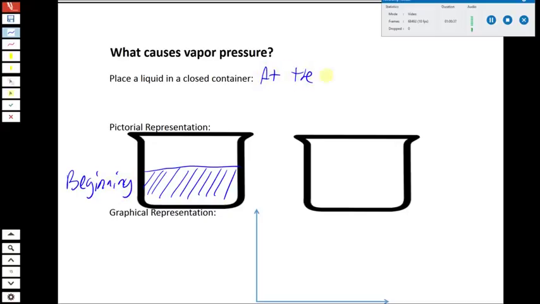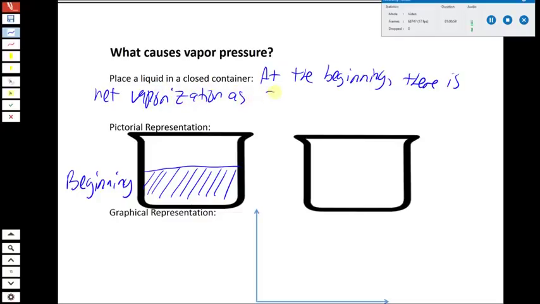So at the beginning of this, when we first place the liquid into the container, there is net vaporization as surface molecules escape. All right, so initially when we put a liquid into a closed container, there's going to be some of the molecules at the surface that are going to vaporize. So some of these surface molecules are going to go up into the vapor phase, and that's going to cause a vapor pressure to start developing.